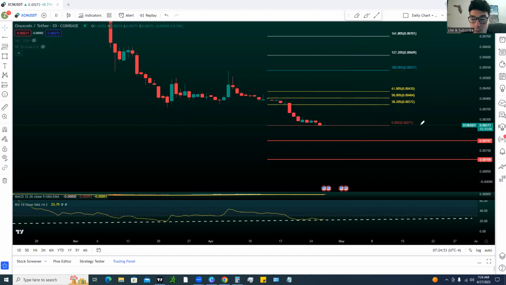Now remember, we're testing our key support here right now at 0.00271. We're also testing the bullish divergence trend line right here. So pay close attention to those. You want to see if we're going to be able to get a bounce on this bullish divergence trend line. If not, if we come down and break through here, most likely we're going to head down towards that 0.00197 level. So that's pretty much it for today's video.